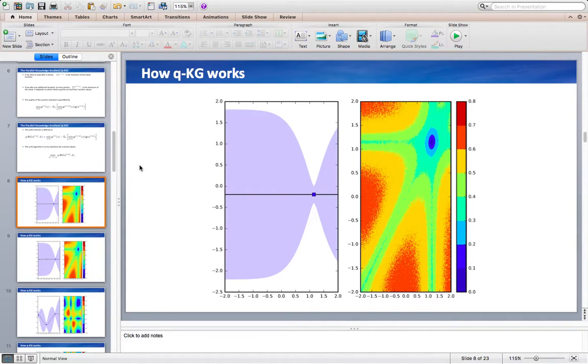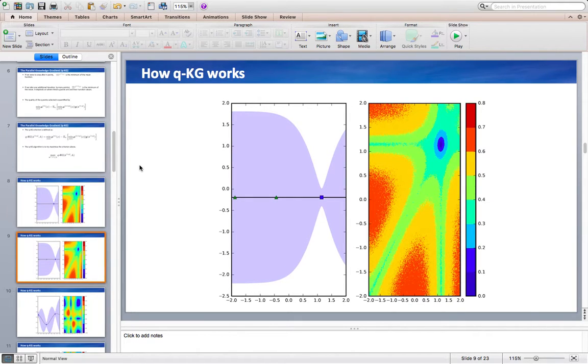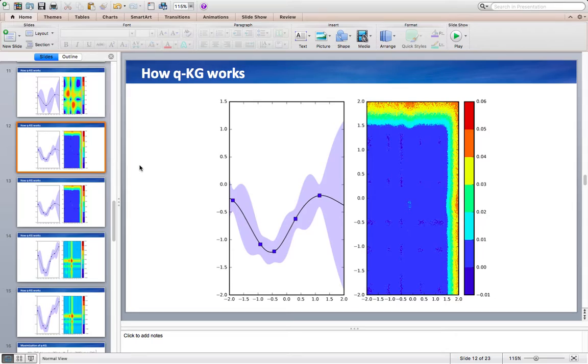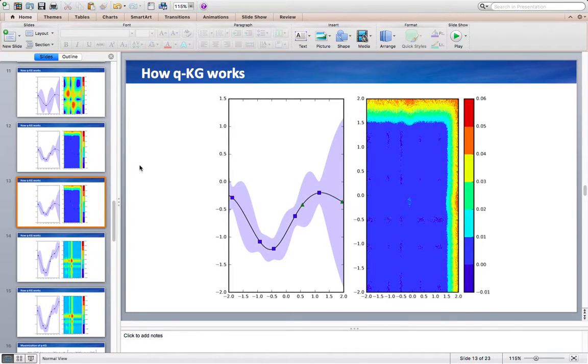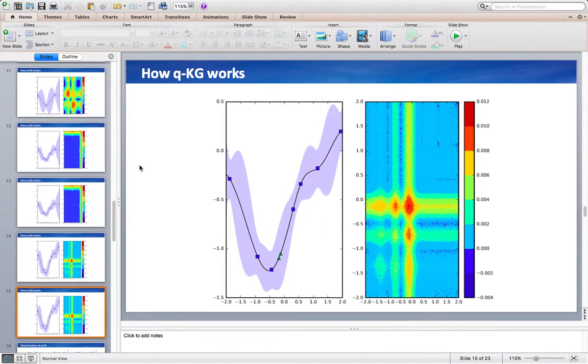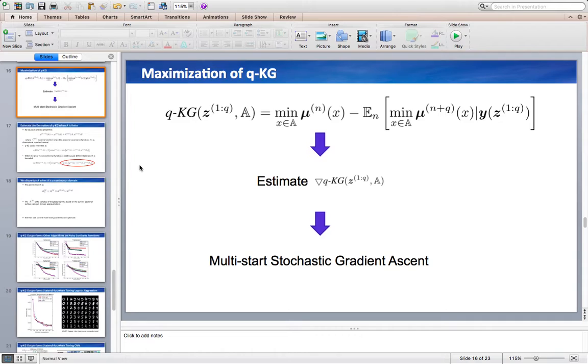This is how our q-KG algorithm works. We start from one point, and the right-hand side is the heat map summarizing the q-KG value. We evaluate a pair of points maximizing q-KG, and continue the process. After several iterations, you can see the whole function is almost determined. The next part of the talk is how to maximize the q-KG vector efficiently.